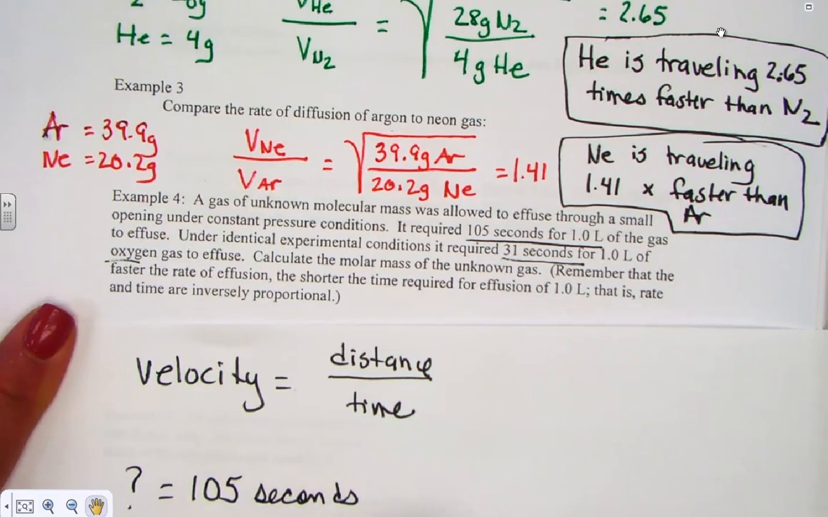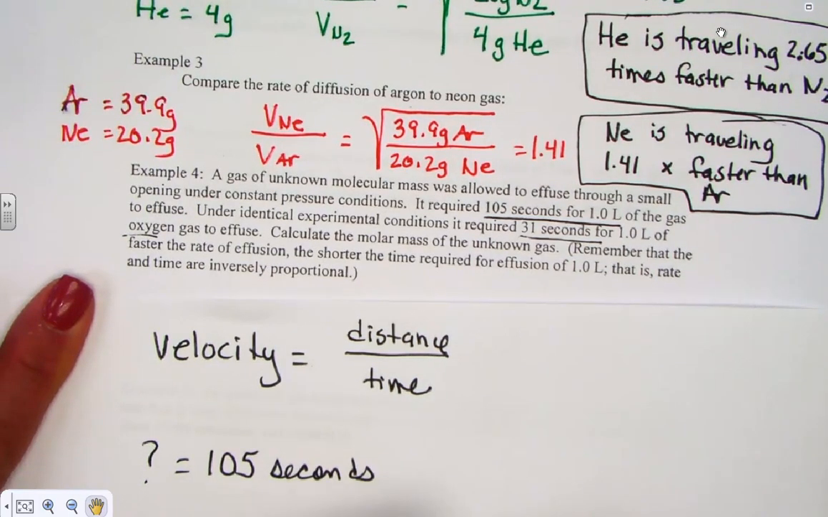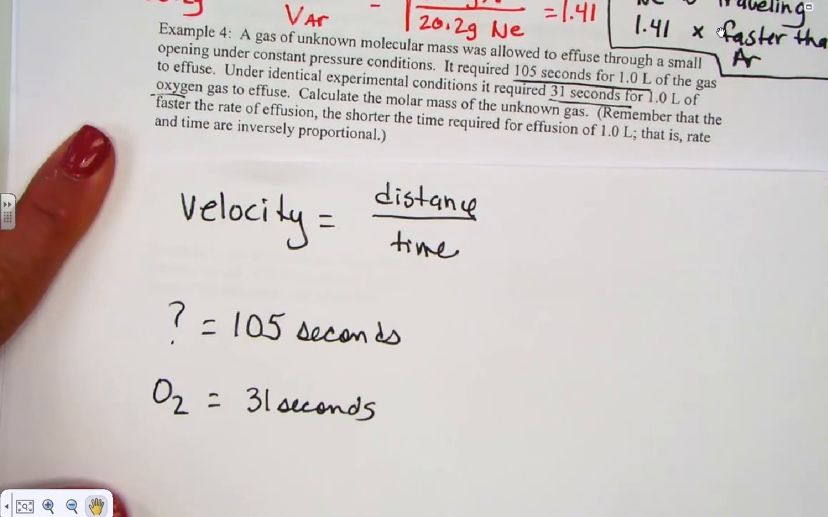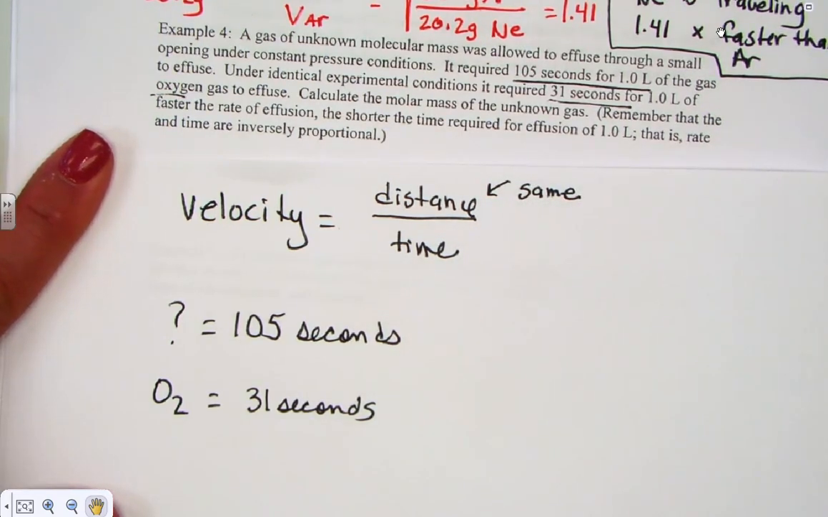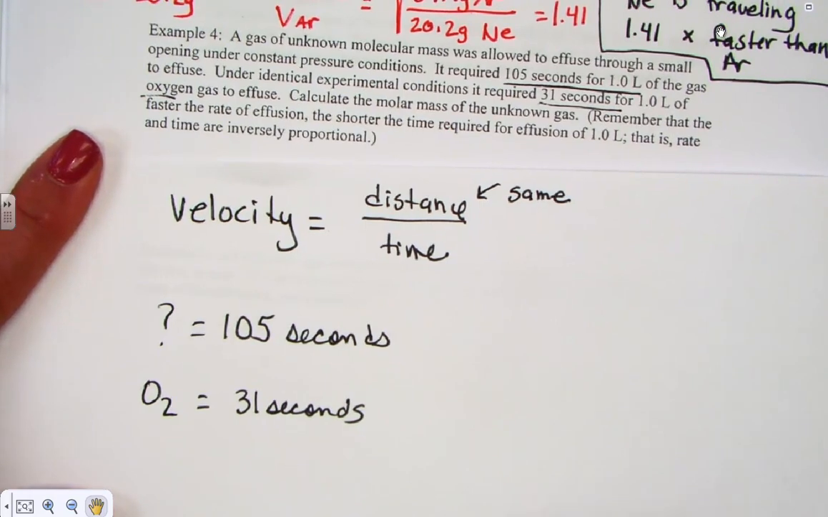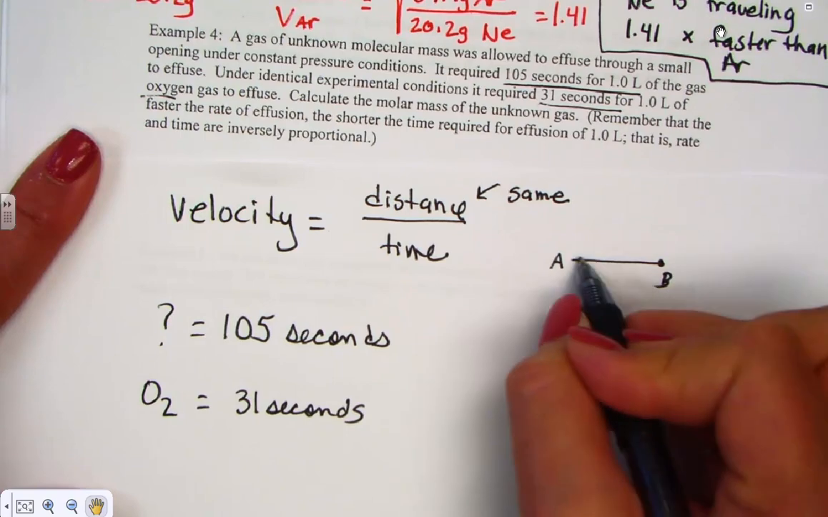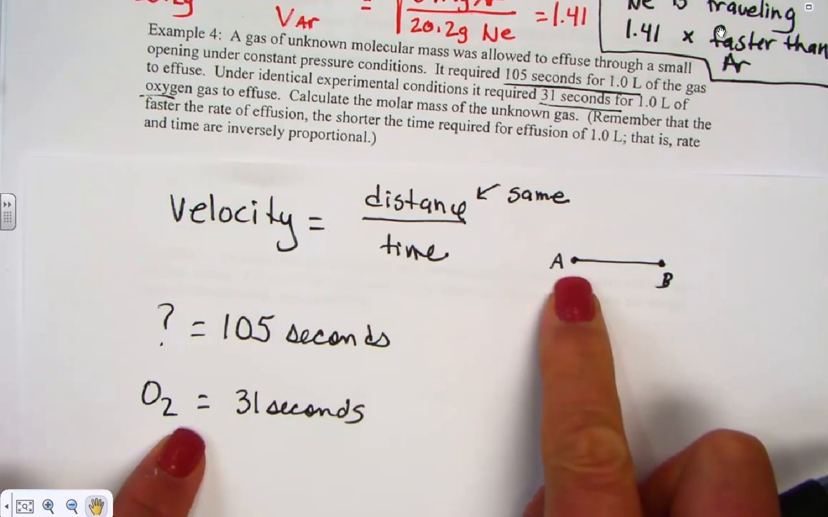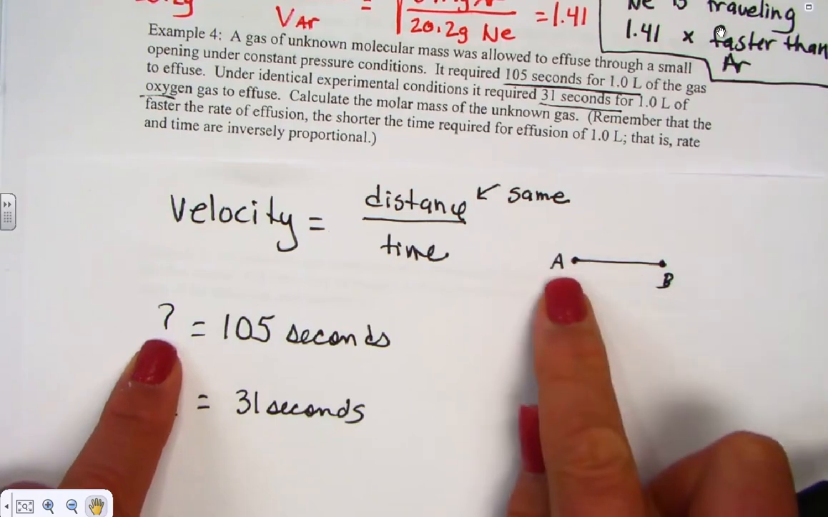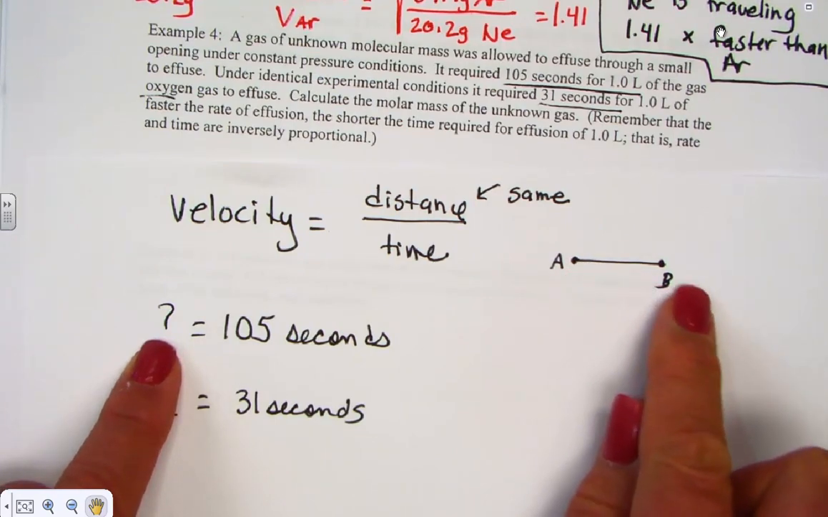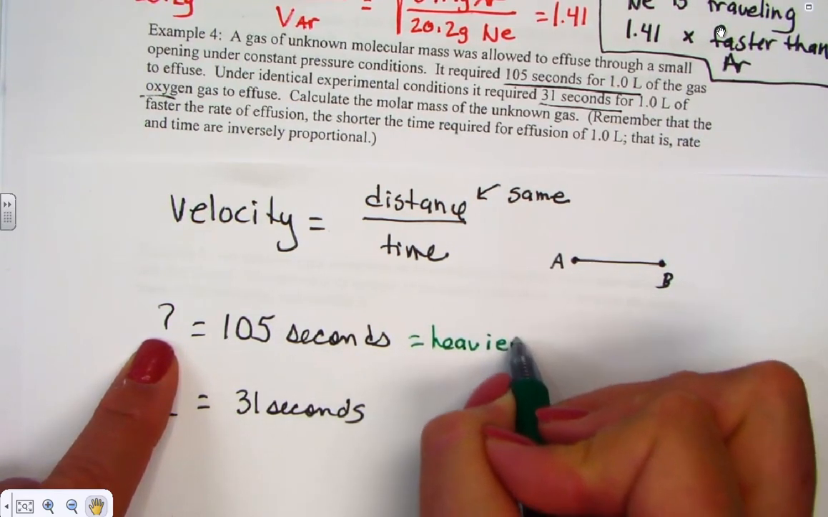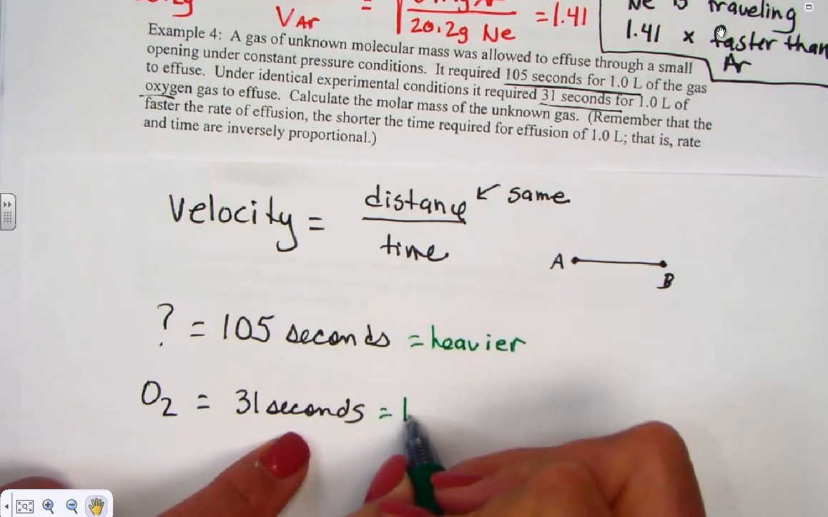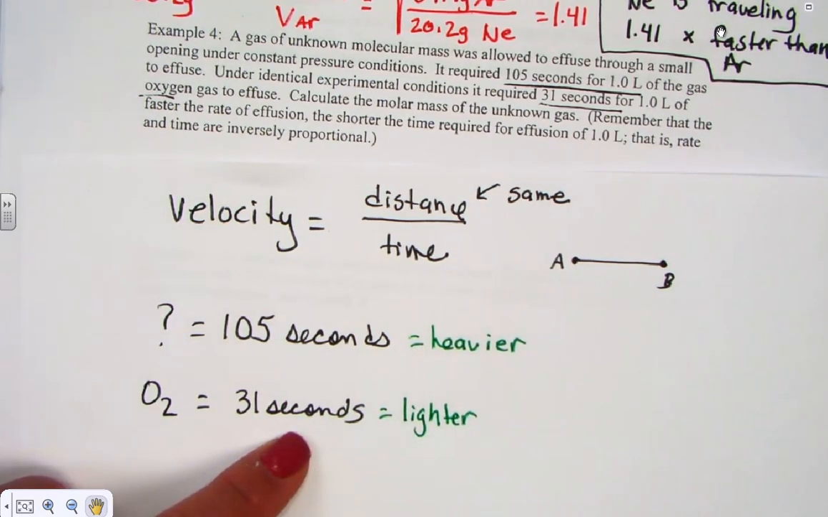and oxygen did the same thing in only 31 seconds, who's traveling faster? Remember, the distance is the same. Alrighty, if the distance is the same for both, they're in the same race. I'm moving from point A to point B, and oxygen crosses the finish line in 31 seconds, and some unknown gas lollygags and takes 105 seconds to cross the same finish line. Clearly, this unknown gas is the heavier molecule. Oxygen must be the lighter molecule.